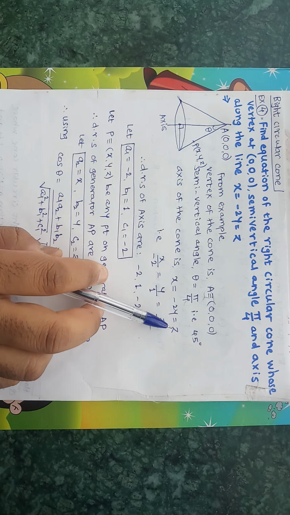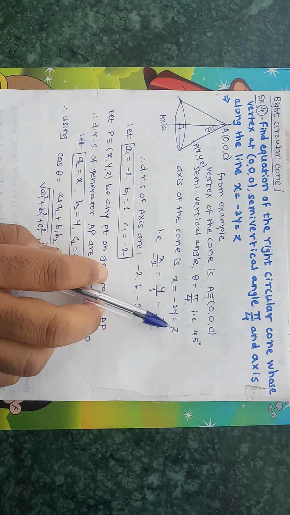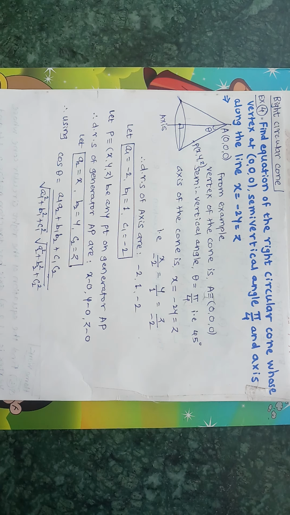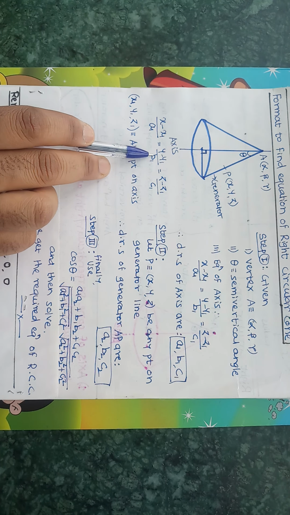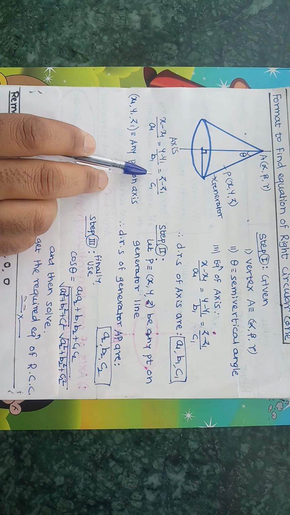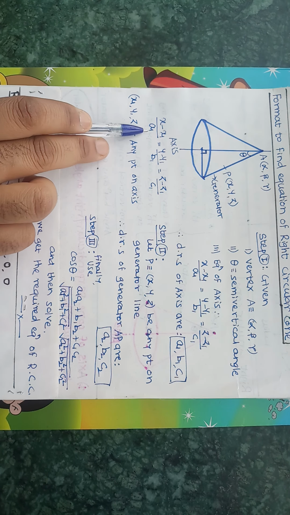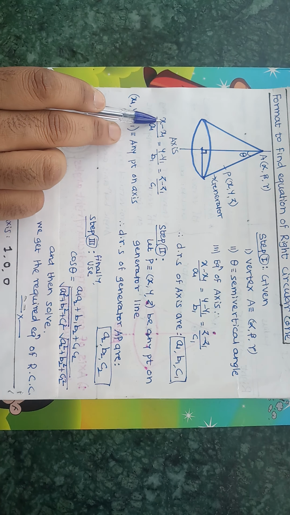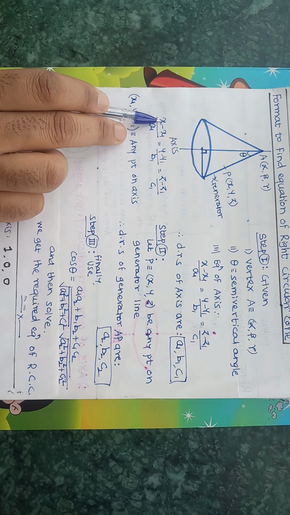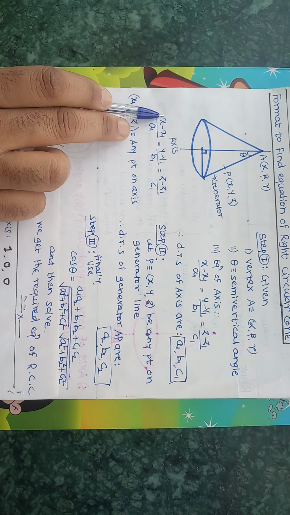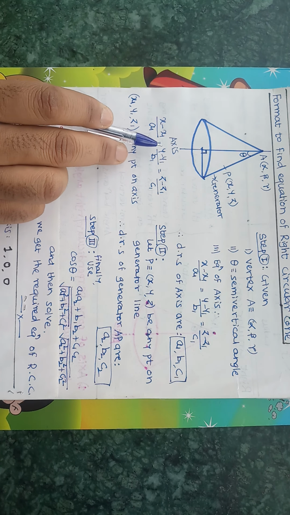First of all, the equation of axis we have already studied in symmetric form. When we study right circular cones, the equation of axis in symmetric form is (x minus x1) upon a1 equal to (y minus y1) upon b1 equal to (z minus z1) upon c1. Here the denominators are said to be DRs of the axis, and remember here x, y, z always have coefficient 1.